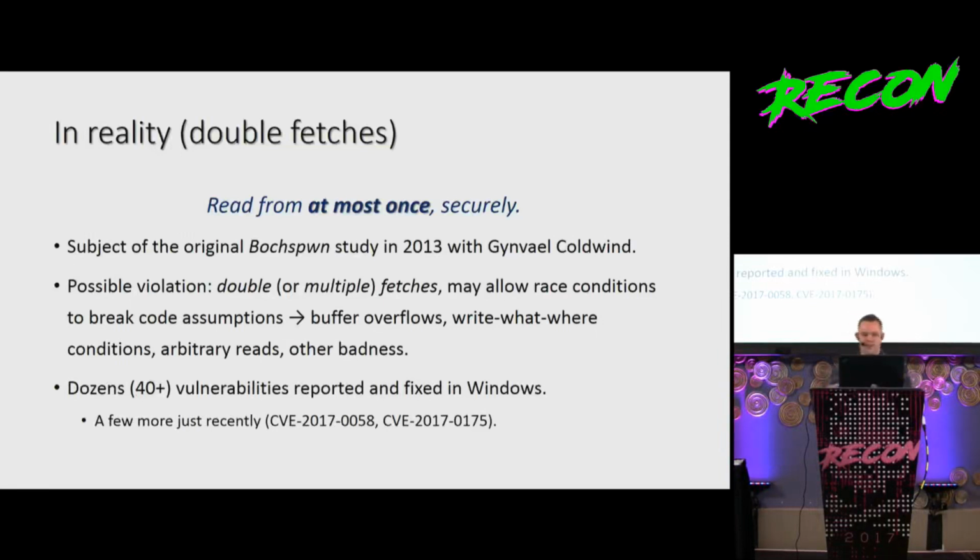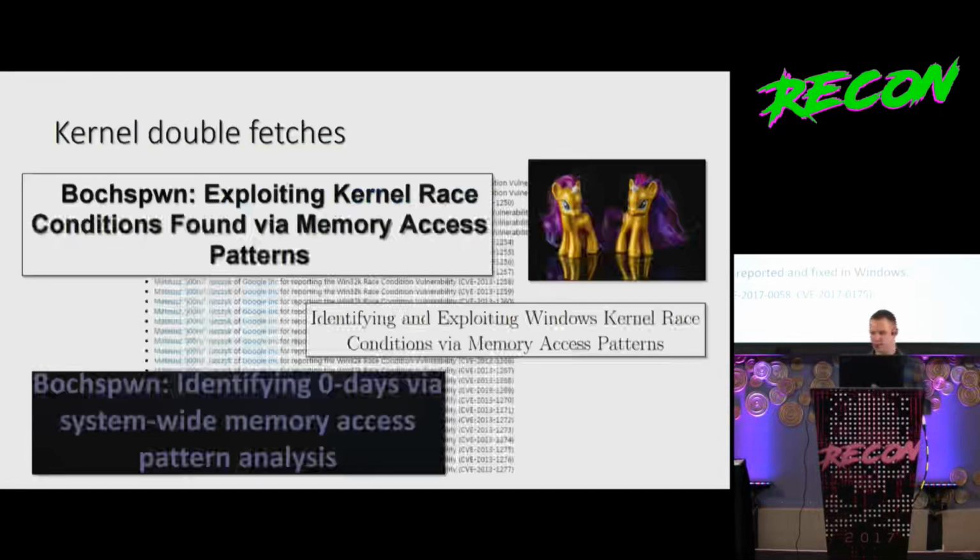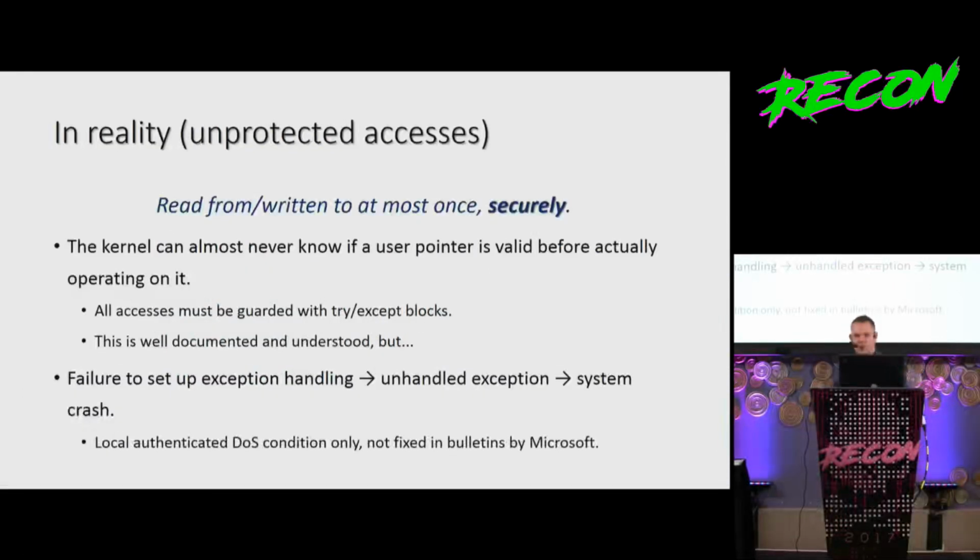And so this has led to over 40 vulnerabilities fixed in Windows. And I also ran Bochspwn, the original one from 4 years ago, just recently, and also found a few more bugs. But yeah, so we wrote a few papers on it. Quite a few bugs were found, some presentations, and a Pwnie Award. Okay, but then there are also other things that we can break.